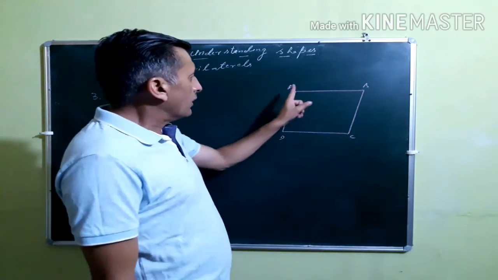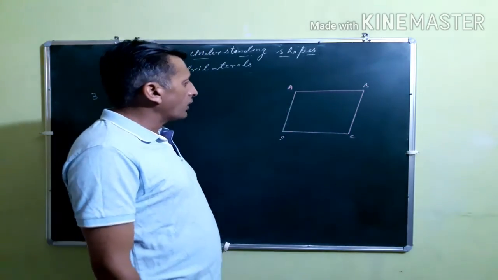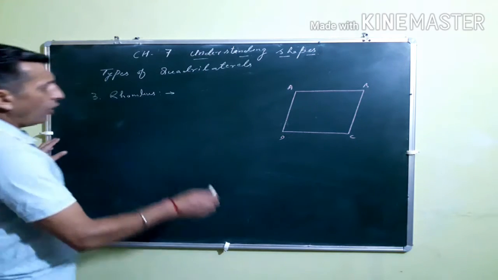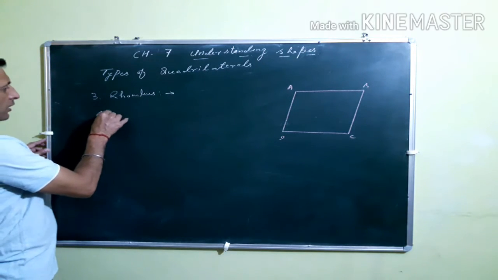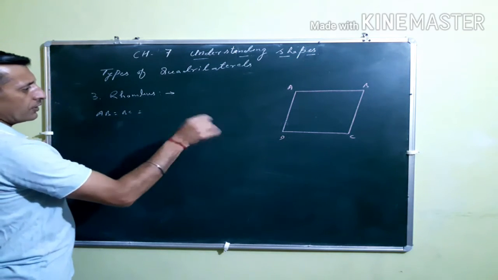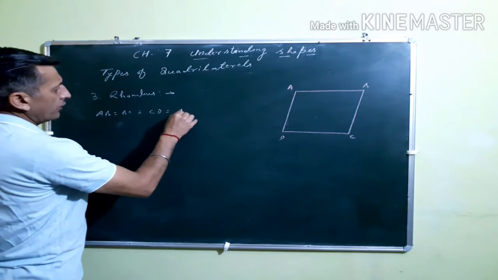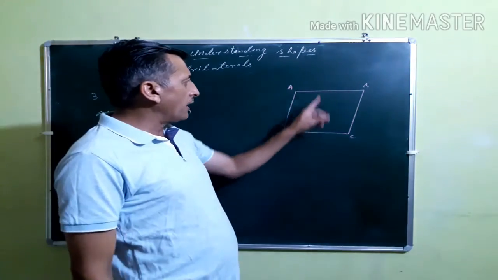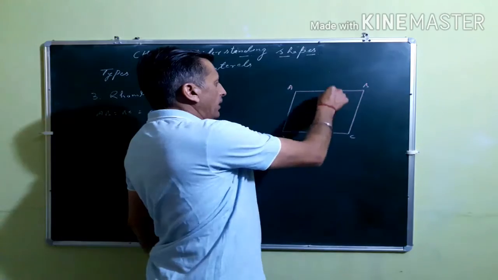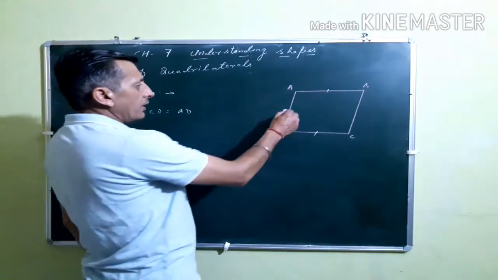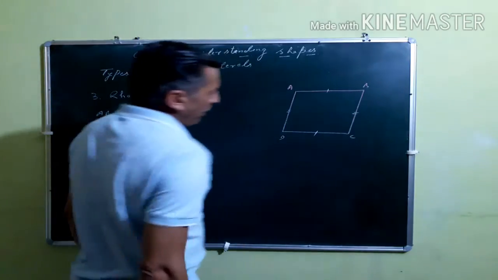In this case, all the sides are equal. The first and very important thing is that all the sides are equal. I'm saying AB is equal to BC is equal to CD is equal to AD. So all the sides are equal. That's very important. And opposite sides are parallel. That means this and this sides are parallel. This side and this side are also parallel.